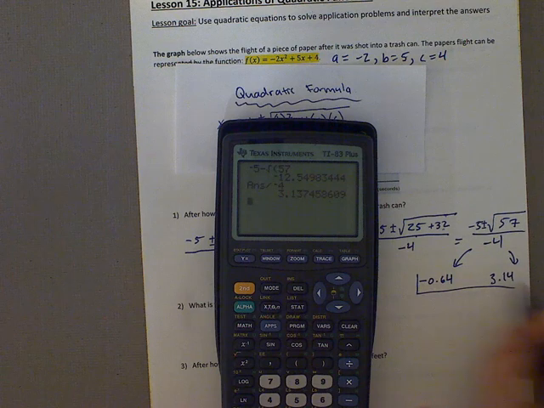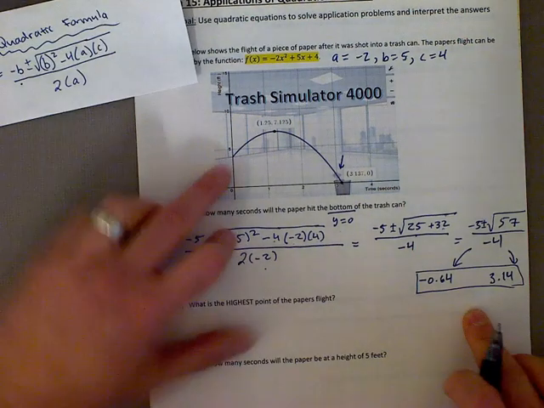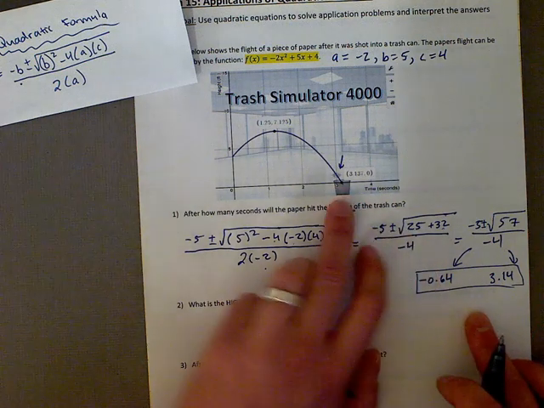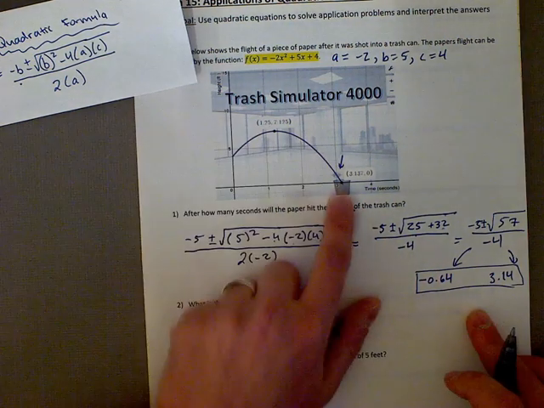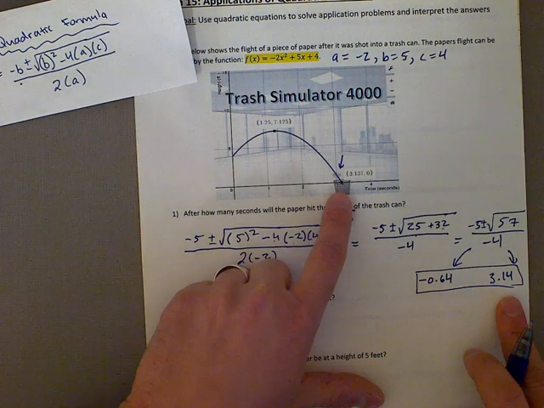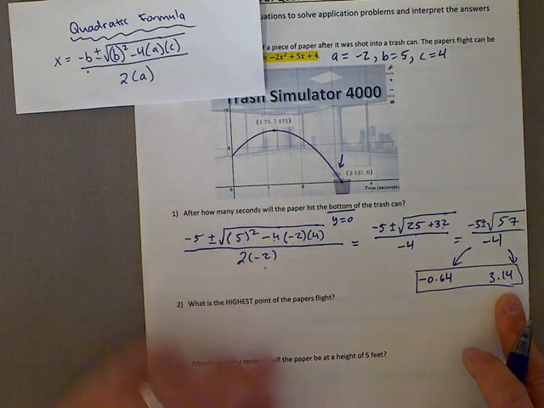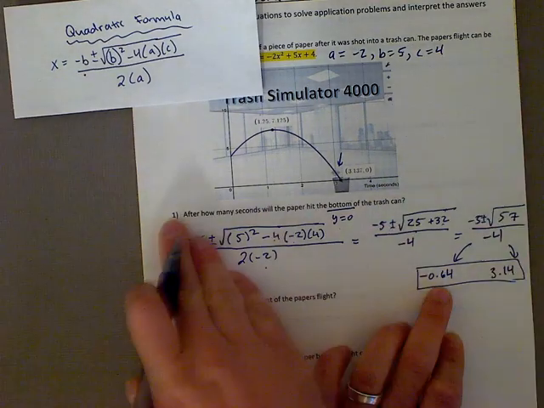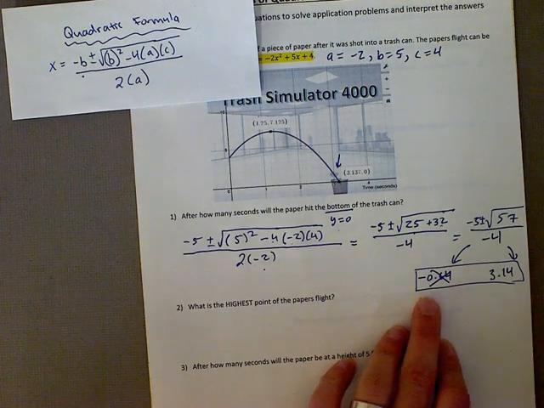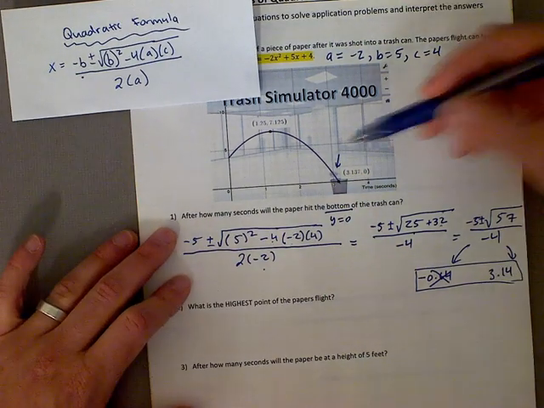And so those are the answers for the x-intercepts. Looking at the graph, I grabbed a screenshot from Desmos, and we could see that at 3.137, or as we rounded, 3.14, the graph hits the x-axis, which is, in this application problem, the bottom of the trash can. And then the negative 0.64, since we're talking about time on the x-axis, is invalid since time is not going negative. We're only concerned about the positive. So after about 3 seconds, the paper hits the bottom.